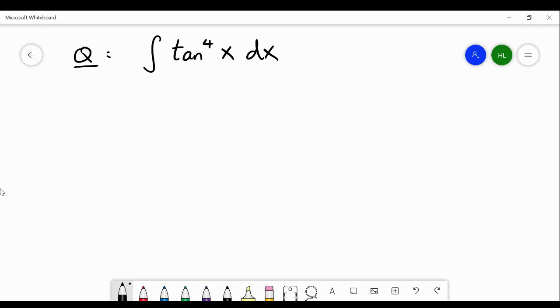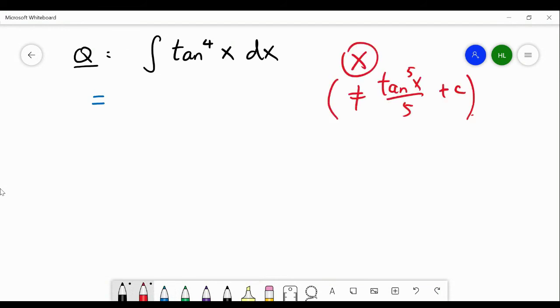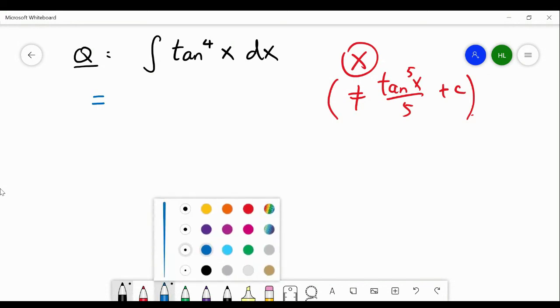So in this video, we'll look at this current problem of integration of tangent x to the power 4. It's not something very straightforward, so please don't tell me the answer is something like this. This one in the red color is completely false, because we are not supposed to use the power formula like this. So you have to kind of try your luck a little bit.